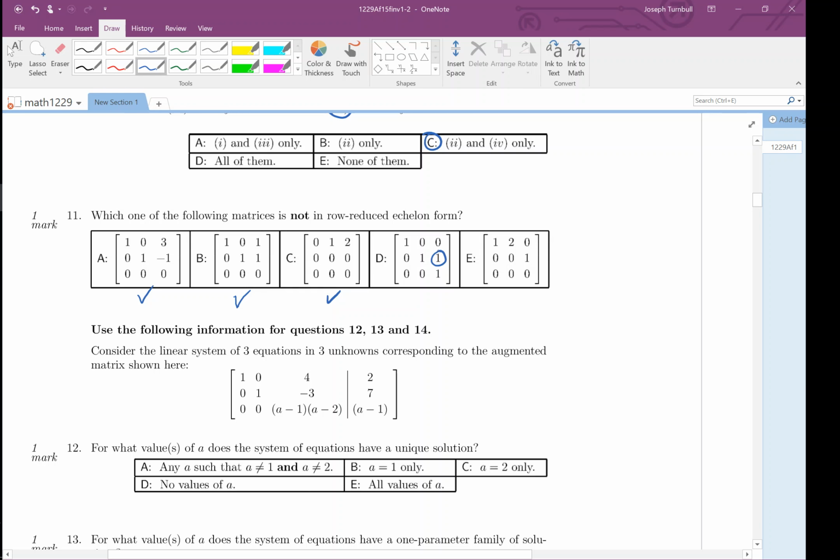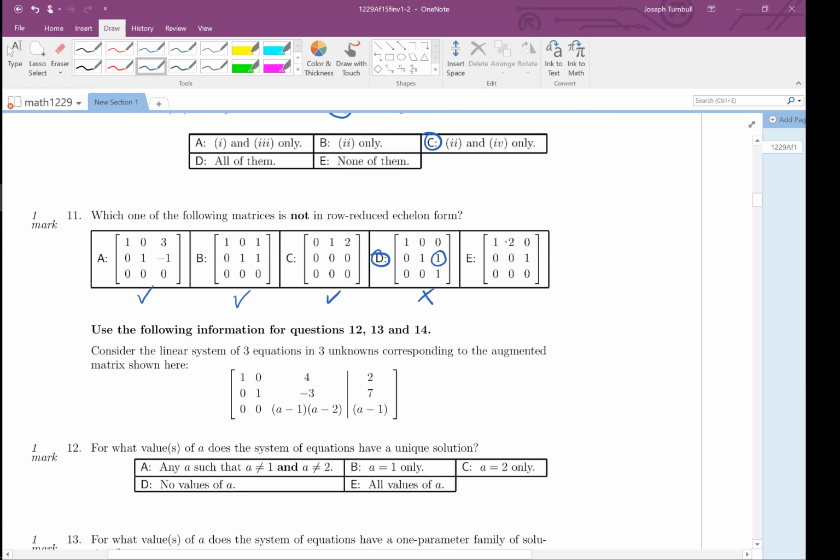You can further row reduce this. You can take the last leading 1 in the bottom right and then subtract. You can do row 2 gets replaced by row 2 minus row 3. So it's not row reduced. So option D. E is row reduced as well.